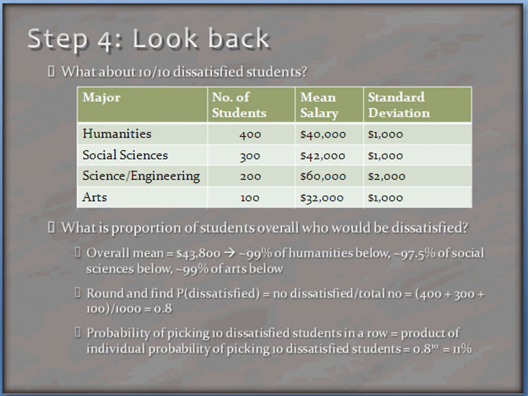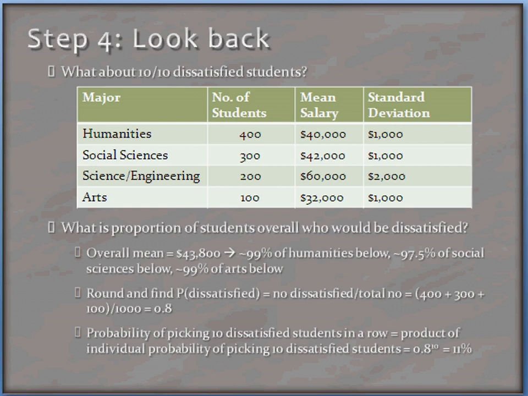Well, the good news is that we can calculate this. Let's take a quick look back at our table. If we were to apply the empirical rule again, we could determine the proportion of students of other majors who are dissatisfied with their salaries, calculate the overall proportion of the population that's dissatisfied with salary, and then use that information to calculate the probability that 10 dissatisfied students would be picked.